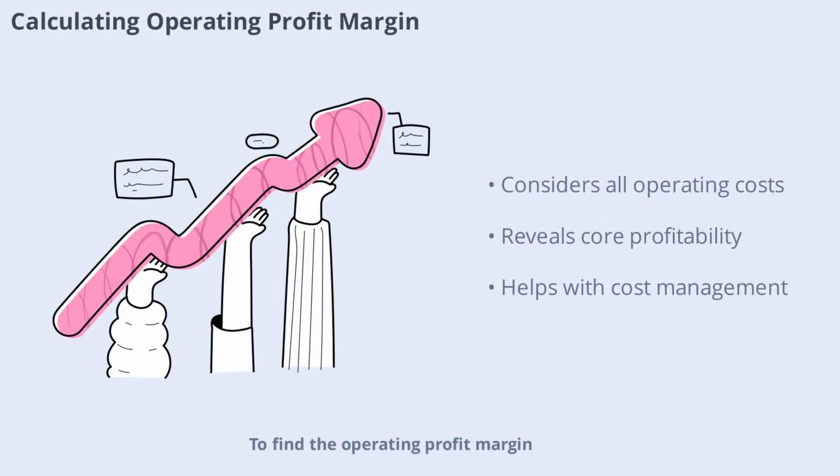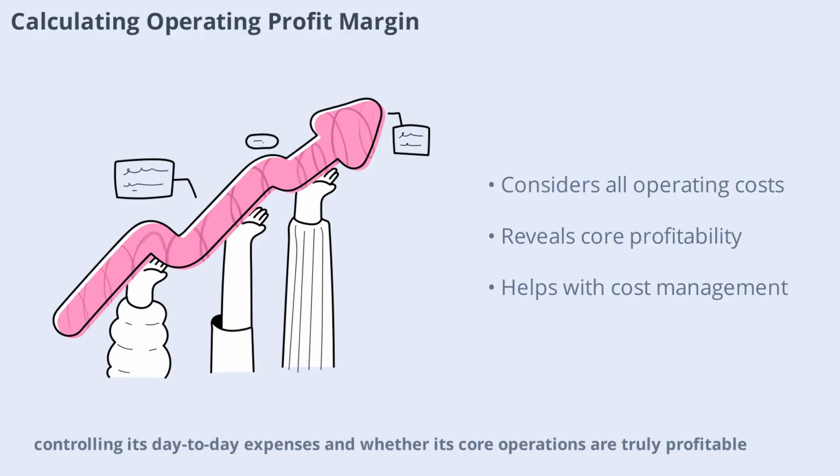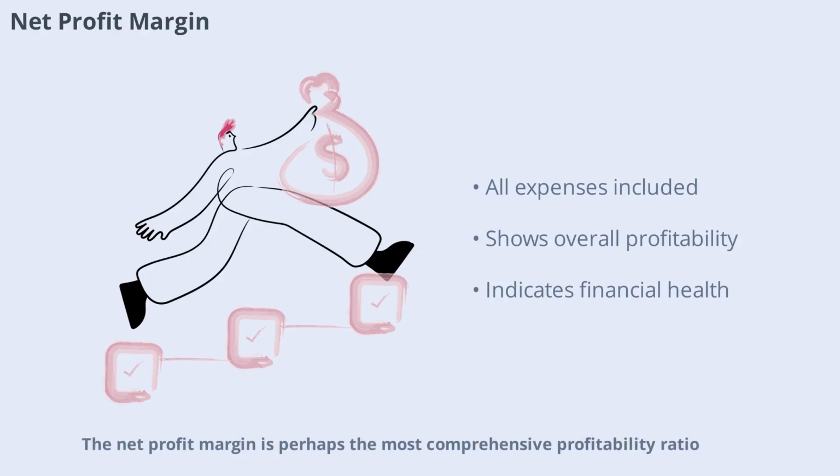To find the operating profit margin, subtract both the cost of goods sold and operating expenses from total revenue. Then divide the result by total revenue and multiply by 100 to get a percentage. The formula is operating profit margin equals operating profit / revenue x 100. This ratio helps managers and investors see how well a company is controlling its day-to-day expenses and whether its core operations are truly profitable.